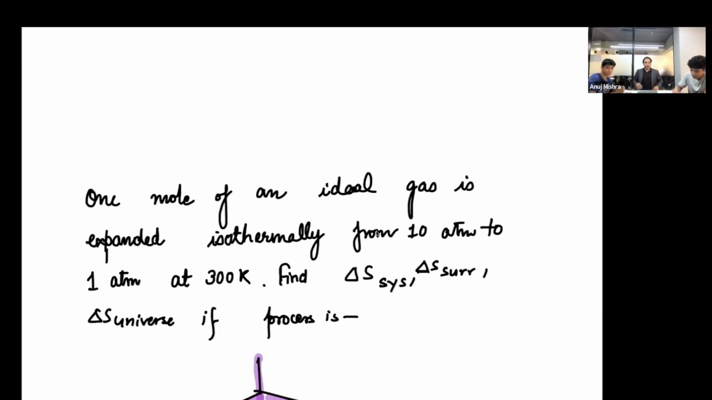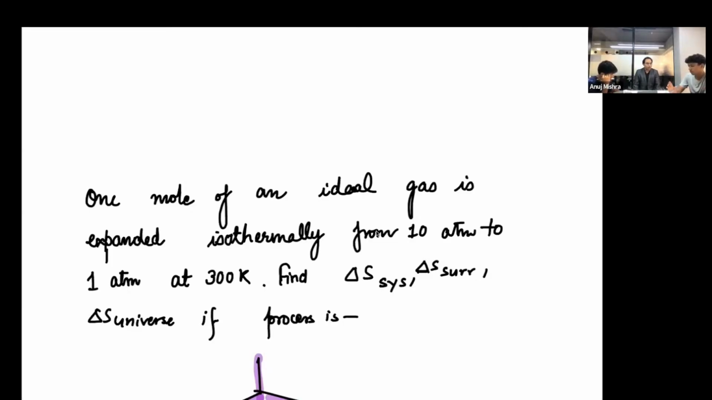करिए, सॉल्व करने की कोशिश करिए. So if process is reversible, second is irreversible. दो questions हैं. अब फॉर्मूला आपको सारे पता है. How do you get delta S system? So you know dS is dq by T. dS is dq by T for reversible case.